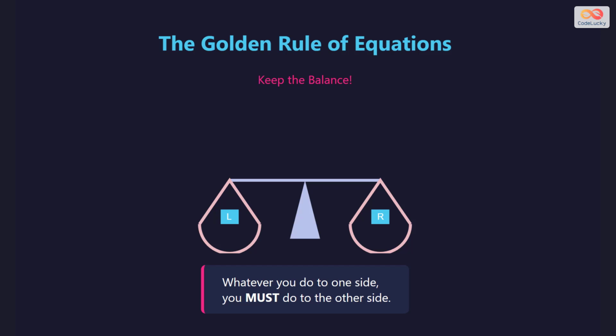Before we start calculating, remember the golden rule of algebra: keep the balance. Imagine an old-fashioned weighing scale. Whatever weight you add to the left side, you must also add to the right side to keep it level. In math, whatever operation you perform on one side of the equation, you must perform exactly the same operation on the other side.